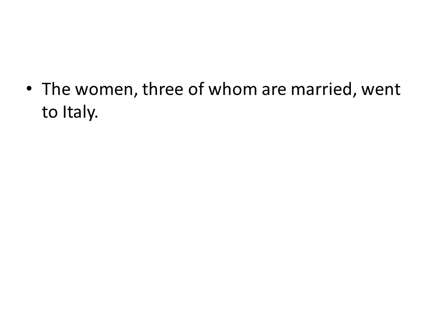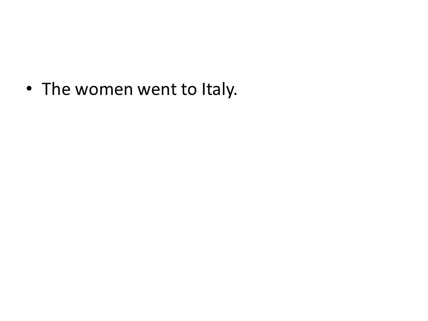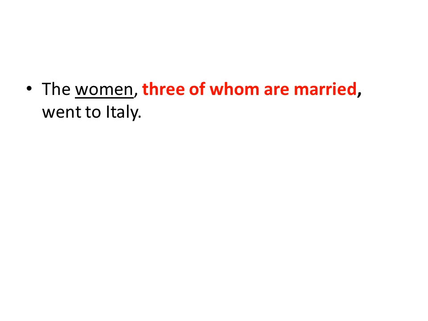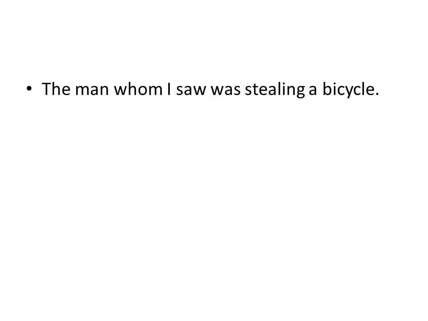The women, 3 of whom are married, went to Italy. Doing the same thing, we get the women went to Italy as our main thought, our main clause, and our subordinate relative clause, 3 of whom are married, further describes women. So in this sentence, women would be the antecedent. Let's look at another one.